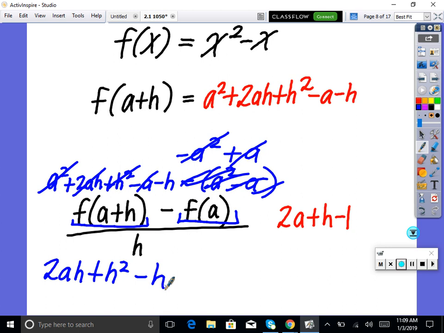Do we have questions on how I simplified the top? Then all divided by h. Divide each thing by h and you would get 2a plus h minus 1. Okay.